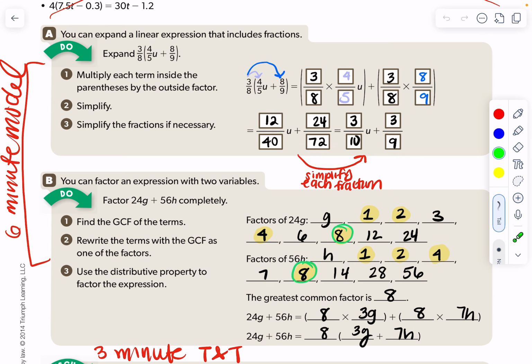And so, modeling the distributive property. The only thing that's different today is that students will be working with fractions and decimals and having to simplify for the best answer, right? So students are having to distribute 3/8 times 4/5, which is right here. And then students will have to multiply 3/8 times 8/9, which is right here. When we did 3/8 times 4/5, we got 12/40. And then when we did 3/8 times 8/9, we got 24/72.